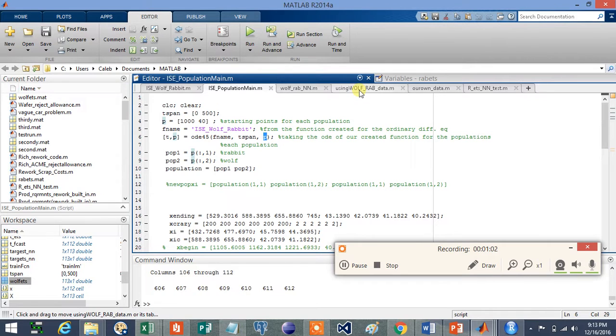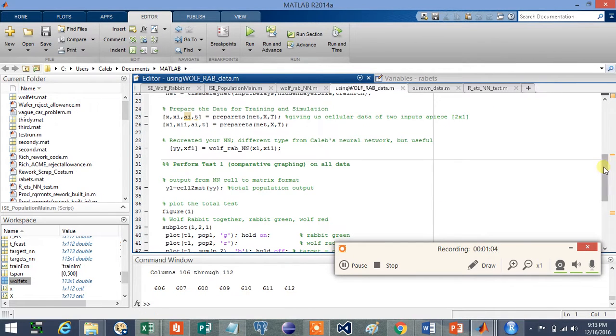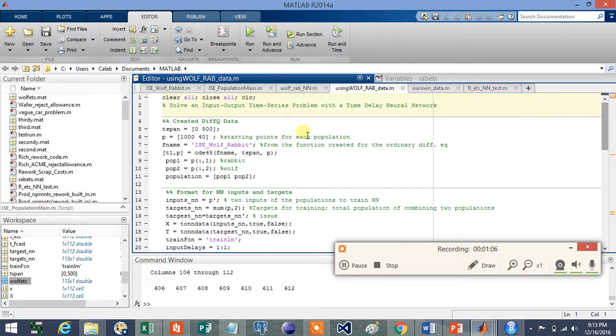Upon reviewing this model, the professor and myself looked and derived a way to formulate inputs and targets for an autoregressive neural network that takes an external input. And so to do that, we made our inputs the two populations and made our targets the sum of both populations. And in so doing, we were able to train our network.